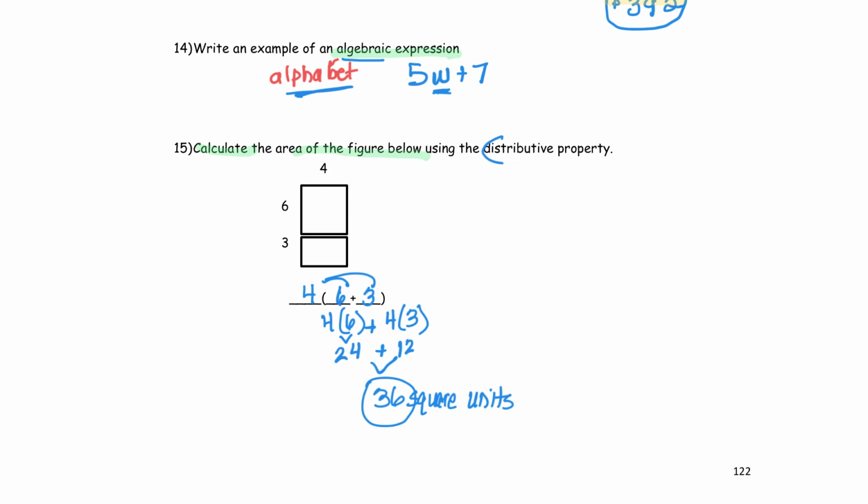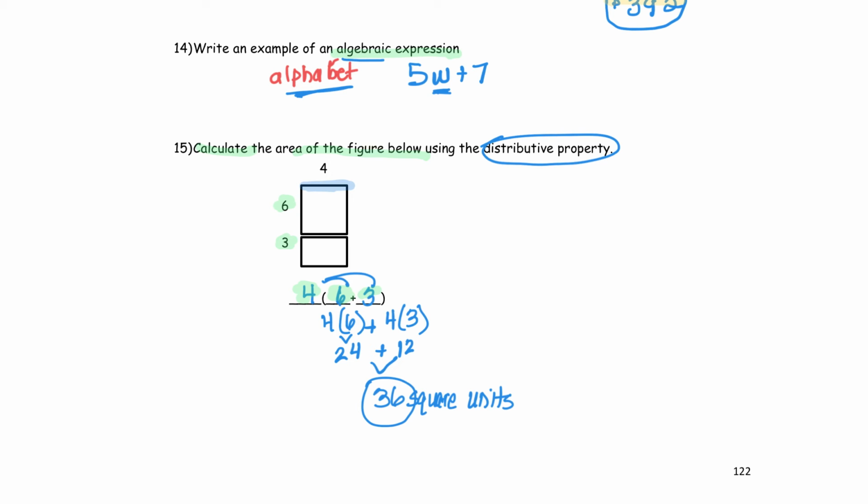Number 15, calculate the area of the figure below using the distributive property. Again, the directions are telling you to use the distributive property. So when you set it up, you want to make sure, and we even gave you the little format ahead of time, you should have one number on the outside. You have a width of 4 here. So that can be applied to 2 different shapes. So you can multiply the 4 times the 6 and the 3 and then separate them.